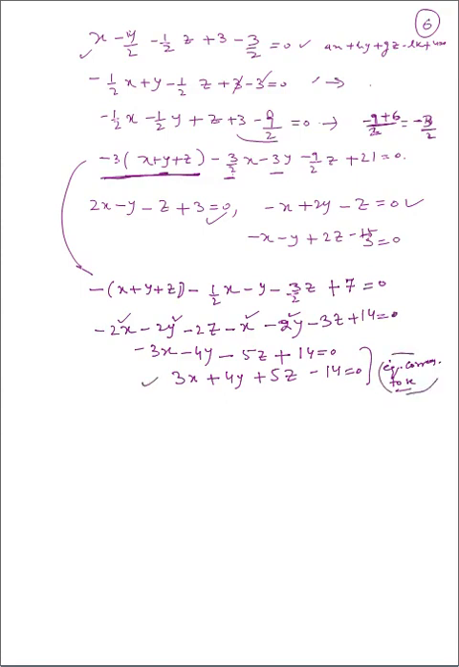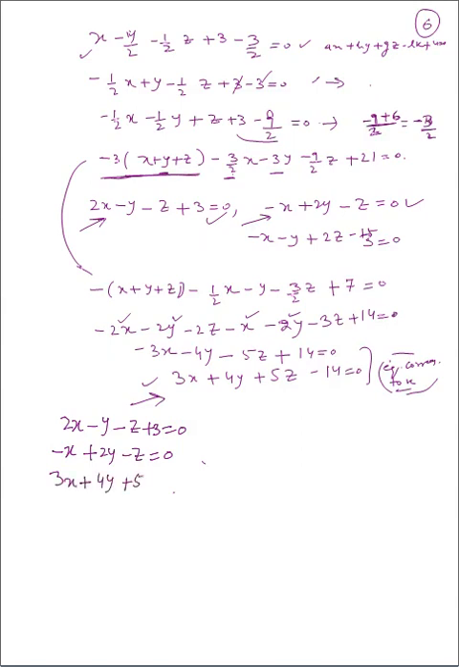Now we solve and get the values. So solving this equation and this equation, we get the equations 2x minus y minus z plus 3 is equal to 0, minus x plus 2y minus z is equal to 0, and 3x plus 4y plus 5z is equal to 14. These we have to solve.